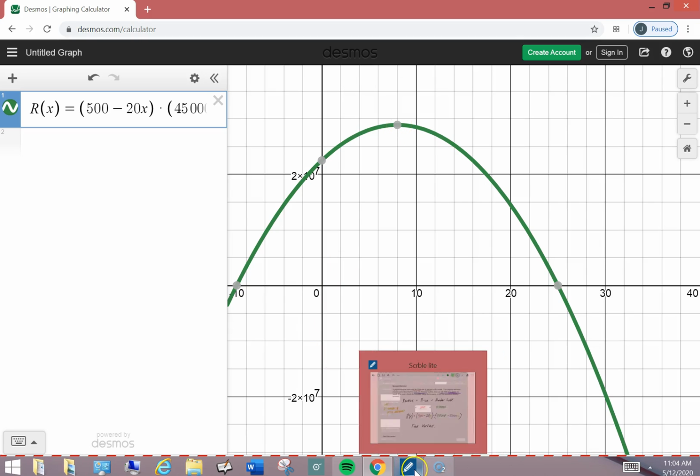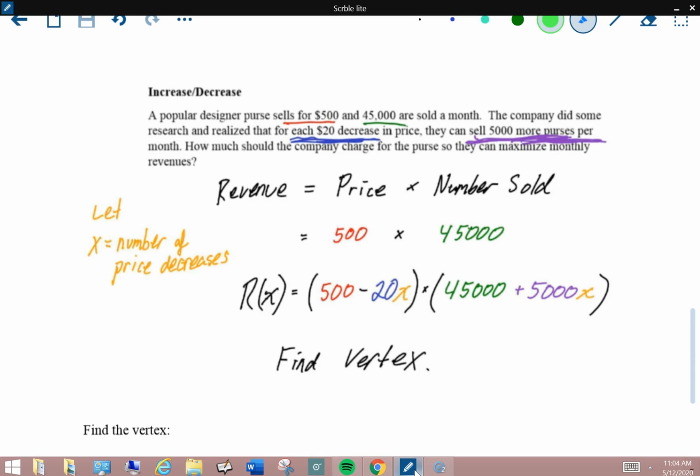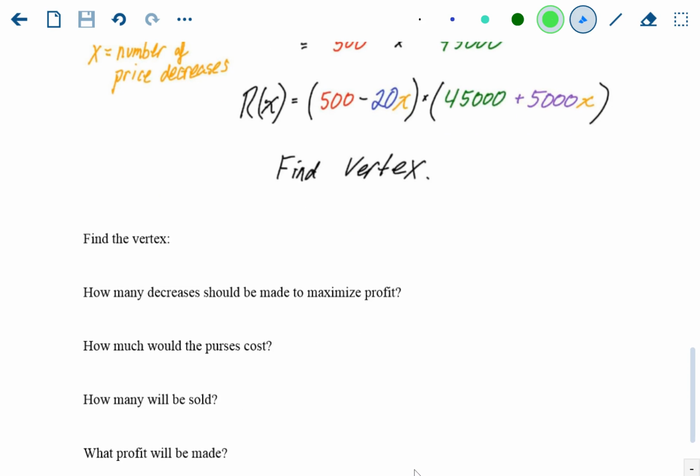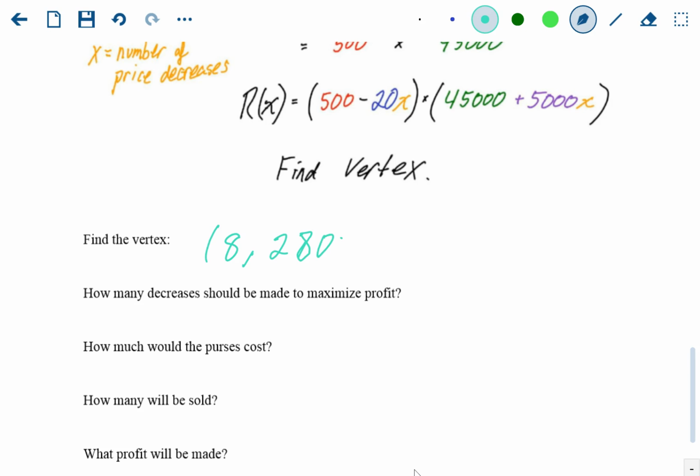So we write that down and finally answer the rest of our problem. Find the vertex. The vertex was 8, and Desmos gives you scientific notation, but it was 2.7 or 2.8 million. So we'll write that out.